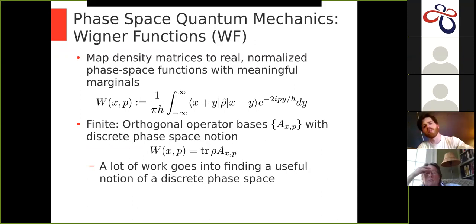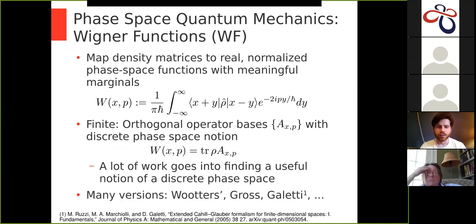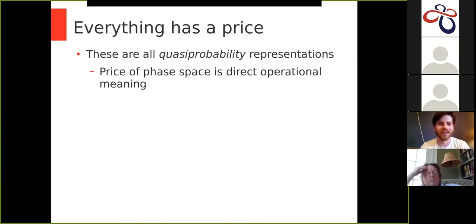So a lot of work goes into finding the useful notion of the phase space, and as a result, there are many different versions. I think Wootters has two. There's a Gross one. I recently discovered this one from Galletti. Remember, I recently discovered Wigner functions to begin with, so maybe you know all of those very nicely. Anyway, another slogan: everything has a price.